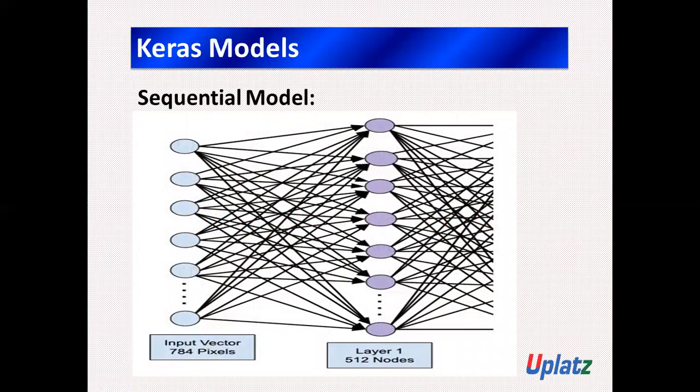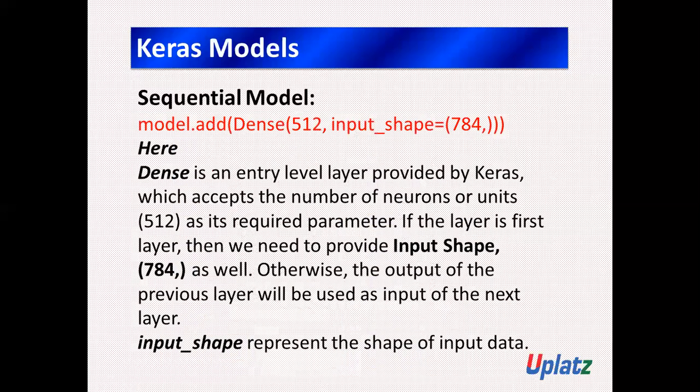In this statement, Dense is an entry-level layer provided by Keras, which accepts the number of neurons or units as its required parameter. And if the layer is the first layer, then we need to provide the input shape as well. Otherwise, the output of the previous layer will be used as the input of the next layer. Got the point? And then what is the next thing here?